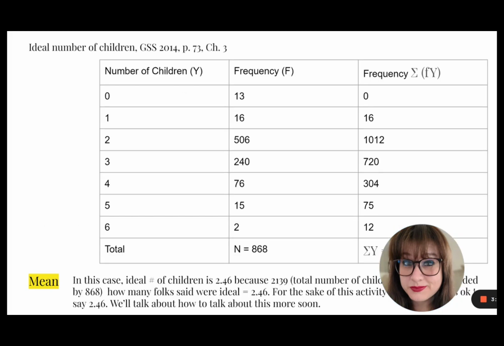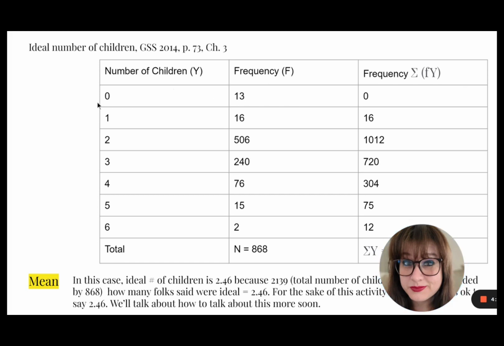Oh, too far. Okay, so this is on page 73, in chapter 3. And this is about the ideal number of children. Essentially, this is a survey where they were asked, what do you believe is the ideal number of children? So the list here is 0, 1, 2, 3, 4, 5, 6 with the number of children. And frequency is the number of responses that selected that option.